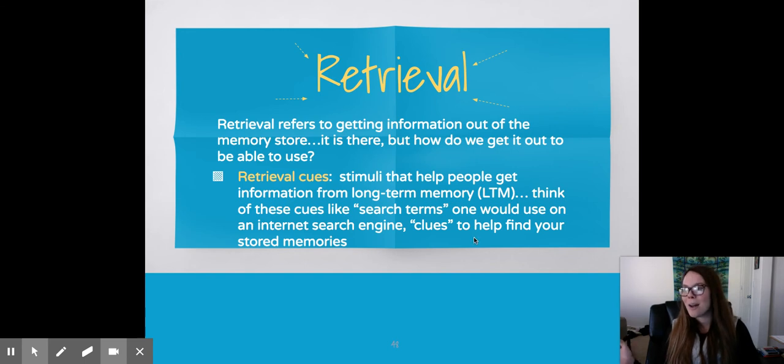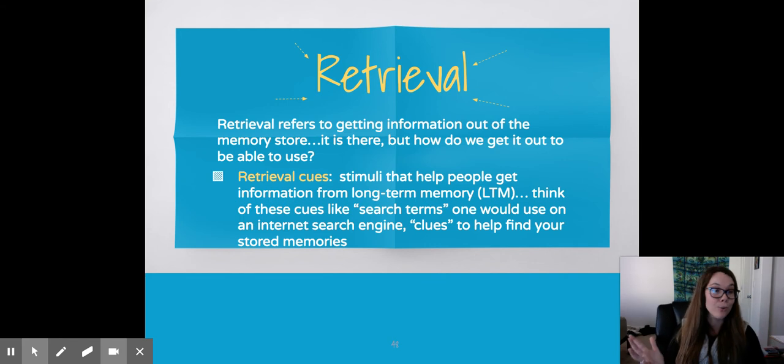So let's talk about retrieval. Retrieval refers to getting information out of our memory store. It is there, but how do we get it out and able to use it? Retrieval cues are essentially the big hook to how we retrieve information for our tests or whatever we're trying to accomplish.